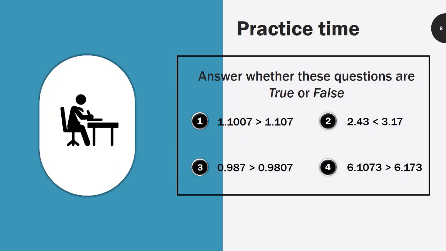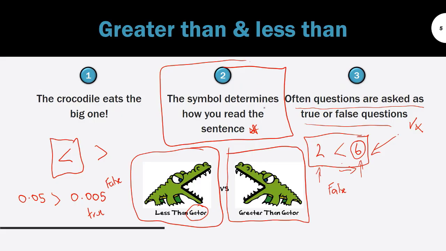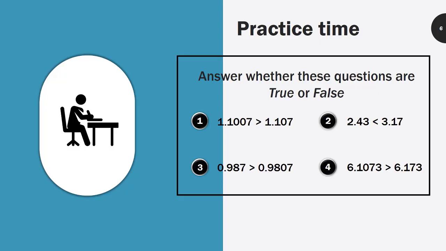Now remember, referring back to the last slide, the symbol determines how you read the sentence. So let's make sure that we're reading these sentences properly. So this one here is saying that the crocodile is eating the first one. So it's saying that 1.1007 is greater than, because our crocodile is eating this one, is greater than 1.107. Now, that is false, okay? That is false because we have an extra 0 in here, okay? We have an extra 0 in here, meaning that this number is larger than the first one.